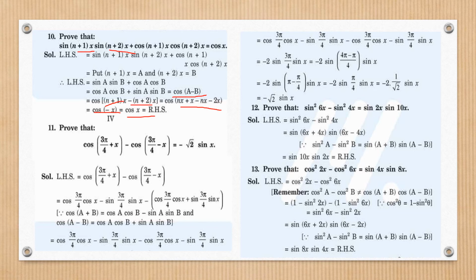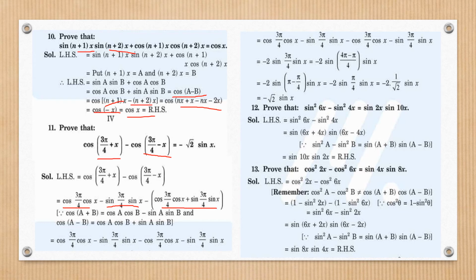Number 11 is cos, the formula you can use is cos(A + B) - cos(A - B). So what is the formula for cos(A + B)? It is cos A cos B - sin A sin B. Similarly, the formula for cos(A - B) is cos A cos B + sin A sin B.